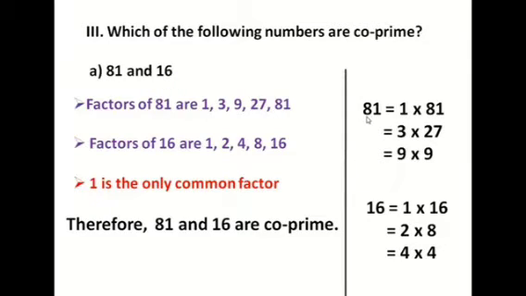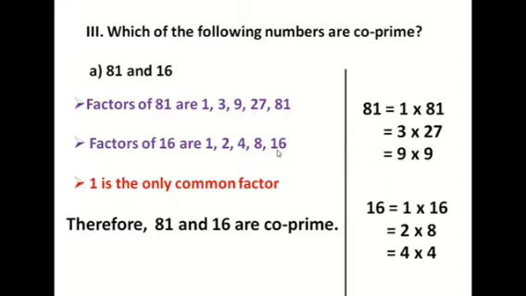Okay. So for 81, 1 81s are 81, 3 27s are 81, 9 9s are 81. So you can see the factors of 81 are 1, 3, 9, 27 and 81. We cannot write 9 two times, only one time we will take. And for 16, 1 16s are 16, 2 8s are 16, 4 4s are 16. So factors of 16 are 1, 2, 4, 8 and 16.